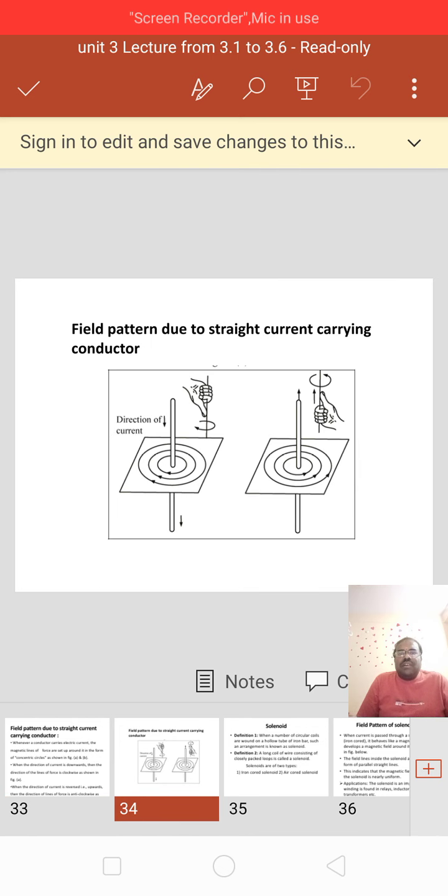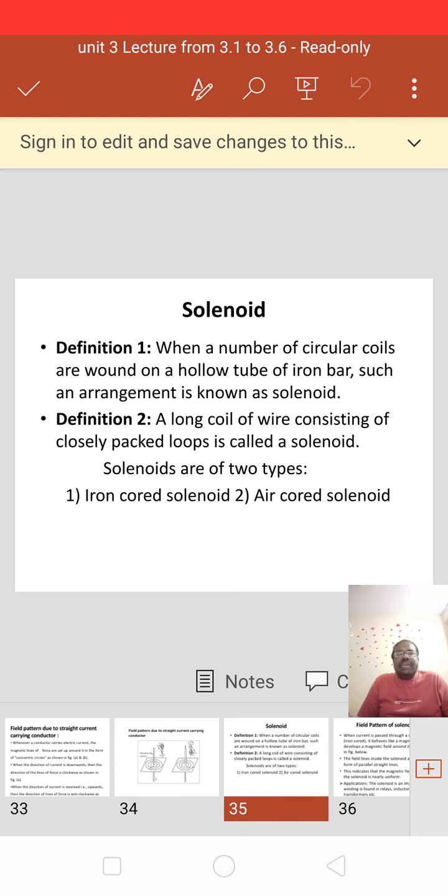See here the figures depicting the field pattern due to straight current carrying conductors. These are the two figures, one in downward direction, one in upward direction. The rod represents the direction of current and the concentric circles represent the direction of the field patterns. In the downward direction, the field pattern is in clockwise direction, and in the upward direction, the field pattern is in anti-clockwise direction. Okay.